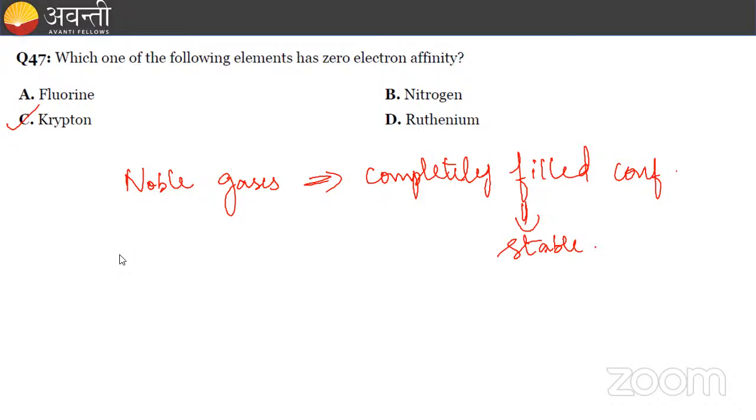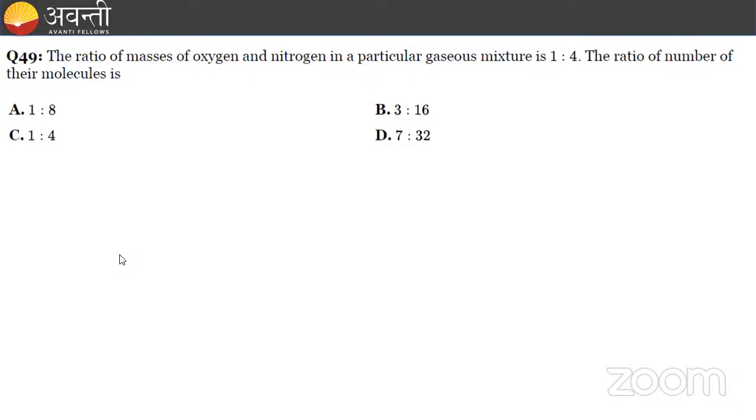Now moving on to the next question, number 49. In a particular gaseous mixture, the ratio of masses is 1:4. So here we have the ratio of masses of two gases, and we are asked to find out the ratio of the number of their molecules.